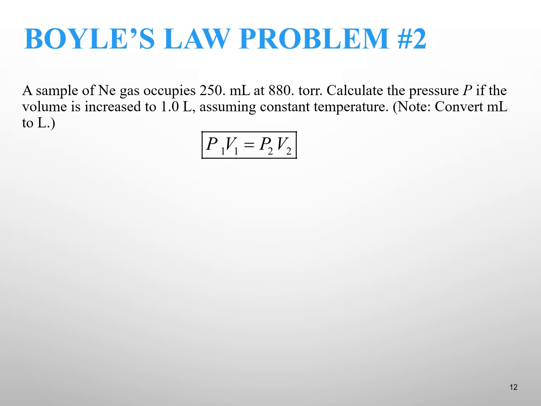Let's try a second problem here. In this case, we have a sample of neon gas, and it has a volume of 250 mL at 880 torr. So this is P1, this is V1. Now, calculate the pressure P2 for the second scenario if the volume is increased to 1 liter. So V2 is 1 liter, assuming constant temperature. Okay, so we also obviously assume constant moles of gas, because only P and V are changing.